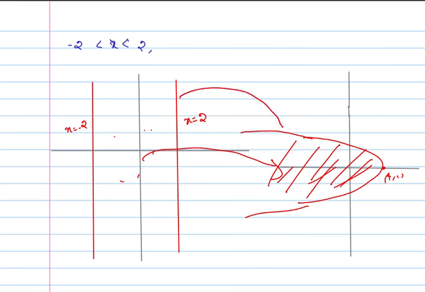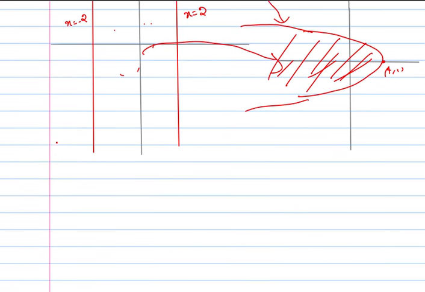These straight lines are mapped to this parabola. If you take x between 0 and 2 also, we will get the same image under this transformation w equal to z square. So these are the straight lines we were looking at.